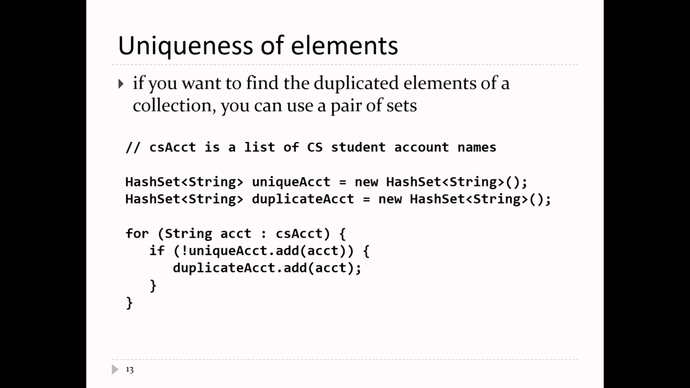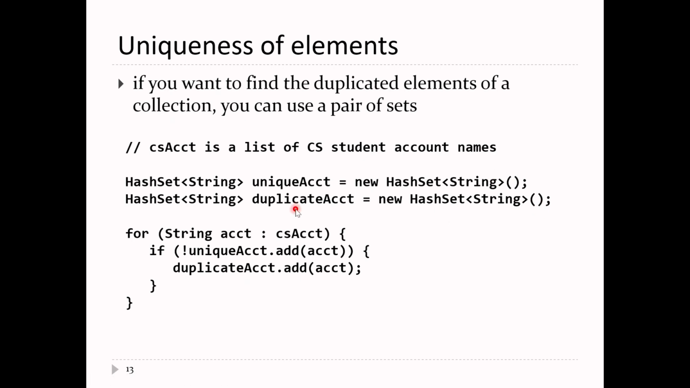Okay, suppose you want to find the duplicated elements. So I don't want to just get rid of the duplicates. I want to know what elements were actually duplicated. Well, you use two sets. I'm going to make a set of the unique account names. Every time I find an element that's duplicated, I'm going to add that to a second set called duplicate accounts. So start out with two empty sets.